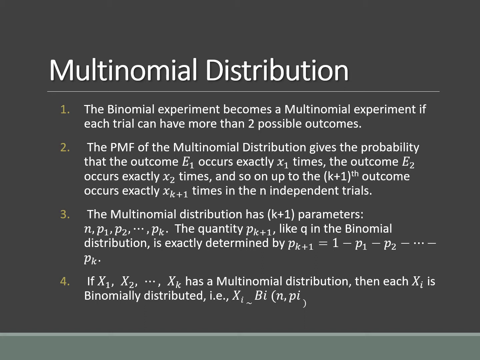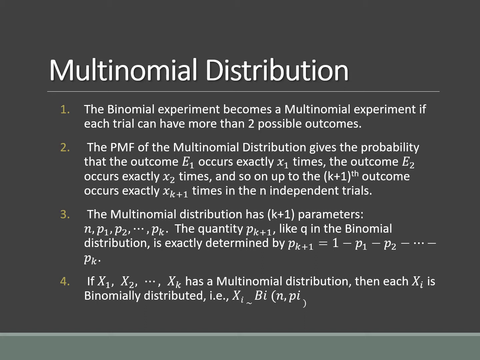Remember, the quantity p sub k plus 1, like in the binomial distribution where we have only n and p, is not a parameter because if we add up p sub 1 up to p sub k and subtract it from 1, as you can see here, you would have the value of p sub k plus 1.